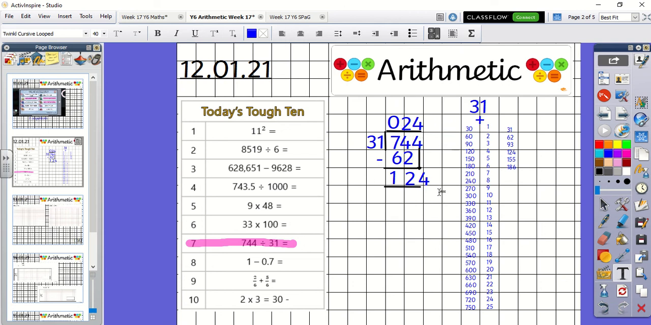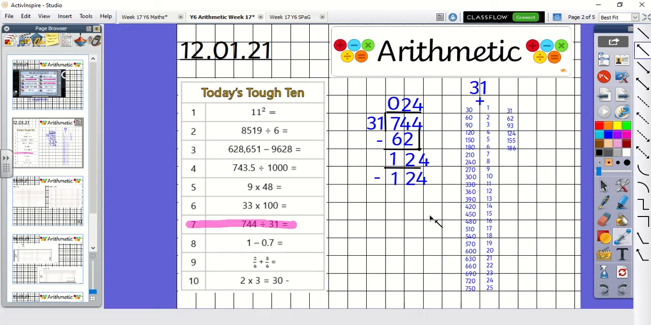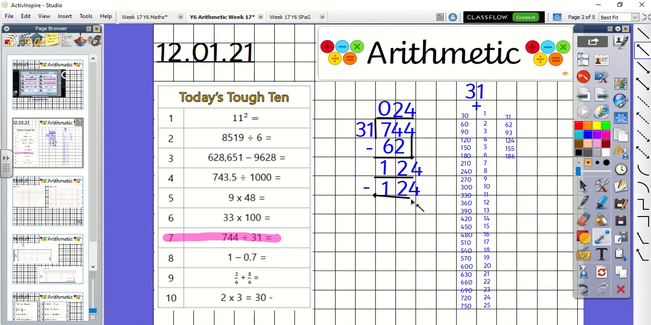Then just to finish it off, you would also do 31 times 4, which is 124, which we've just worked out, and you would subtract that away from each other again, just to finish it all off. And I know the answer is 0, but this just proves that you can do long division.